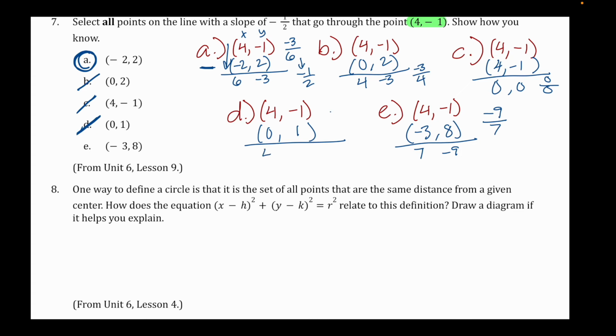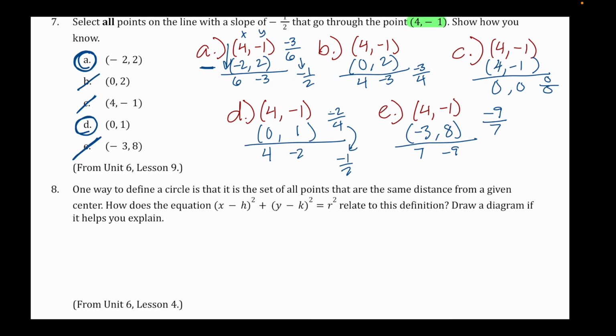4 minus 0 is 4. So if you caught that one. And negative 1 minus 1 is negative 2. This makes negative 2 over 4, which does become negative 1/2. So I was wrong about that one. D is a correct answer. I did this question earlier today, and I know I got a different answer. There we go. That makes more sense.